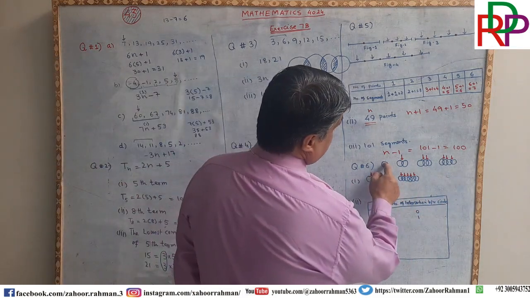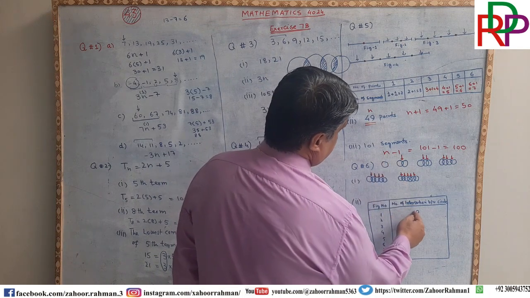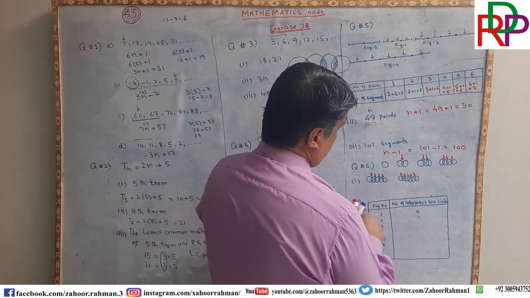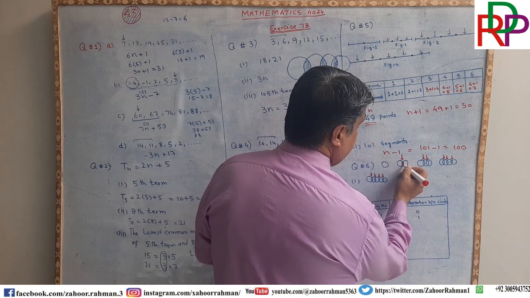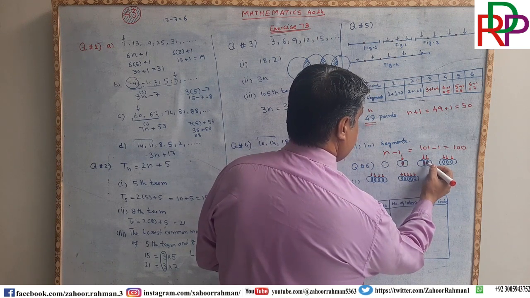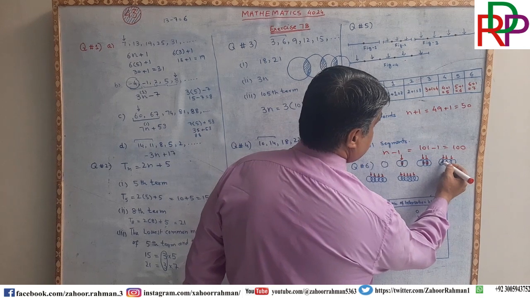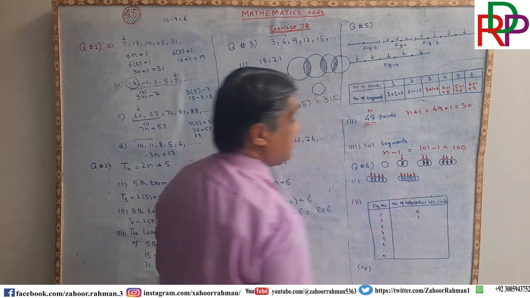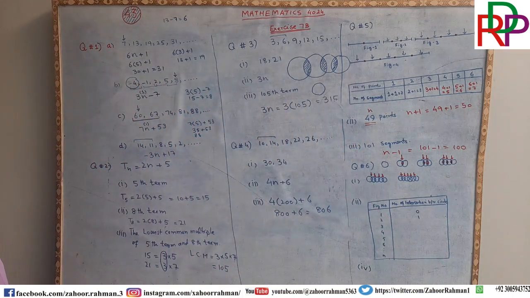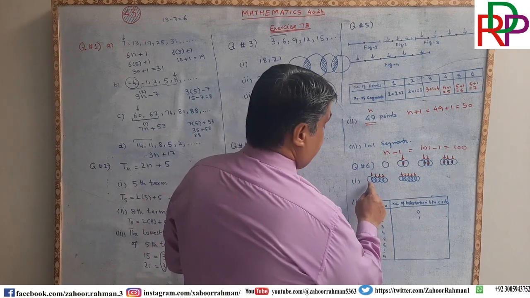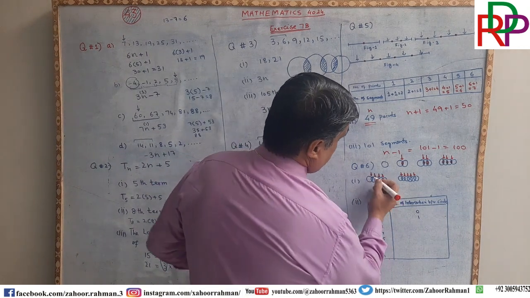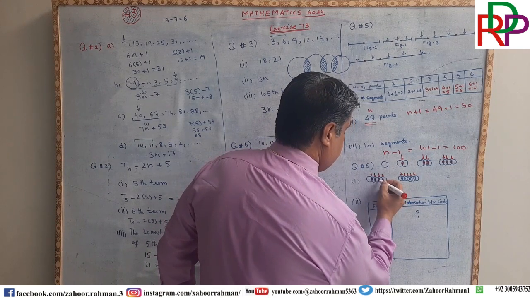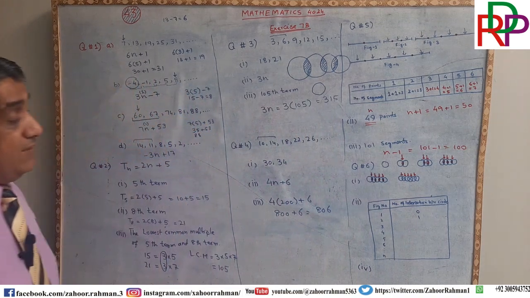There is one circle, so it means that zero intersections are there. If there are two circles, only one intersection. If there are three circles, then there are two intersections. If there are four circles, then there are three intersections. Next will be five circles: 1, 2, 3, 4, 5. So how many intersections will be there? Yes, 4. Absolutely correct. Well done. So there will be 4 intersections.